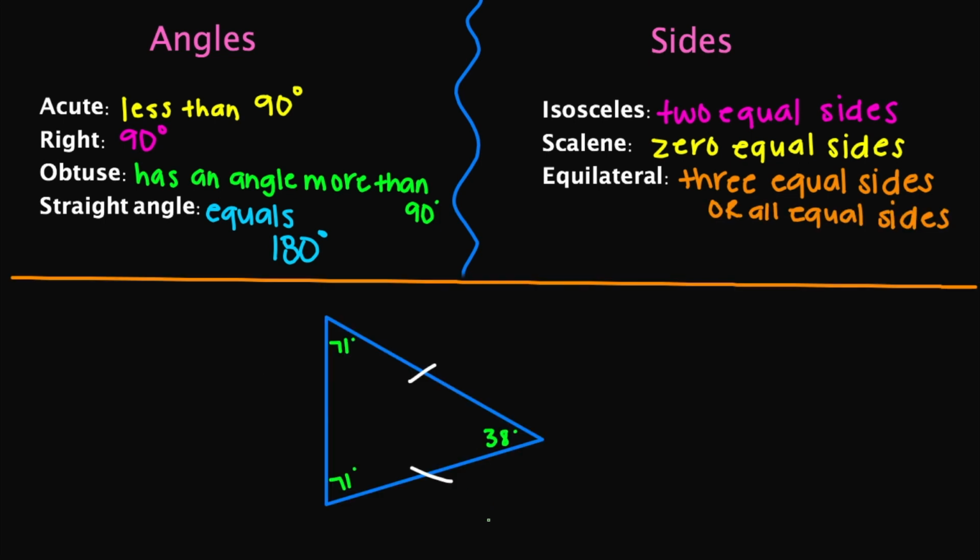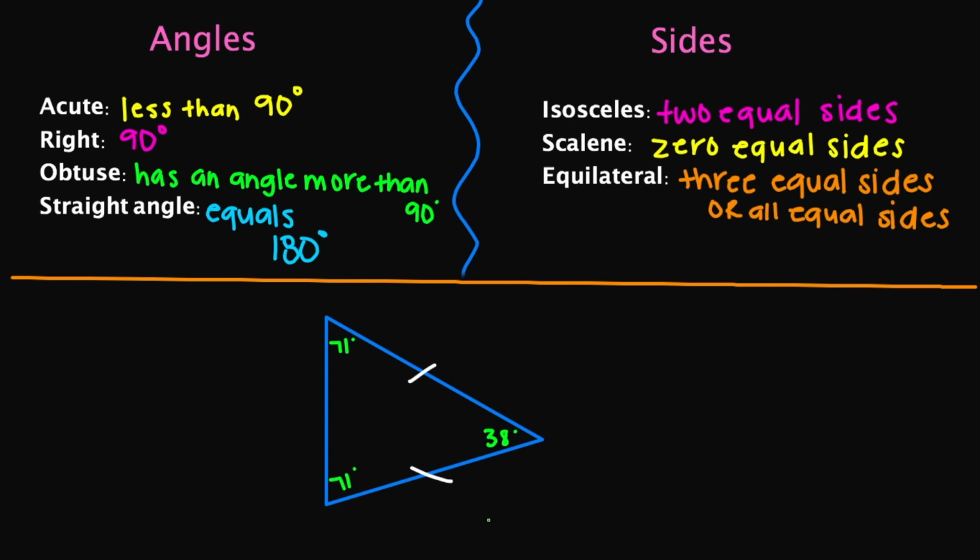So let's look at this example here at the bottom. Notice here that I have 3 angles listed, 71 degrees, and then 38 degrees. And then for my sides, I have slashes going through 2 of my sides, indicating that those 2 sides are equal. So how do we classify this triangle by the sides and their angle?